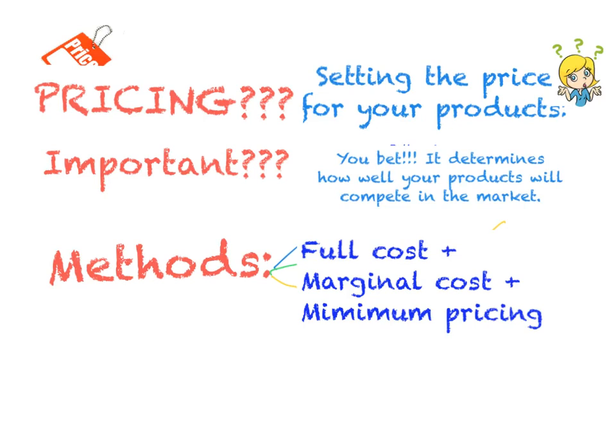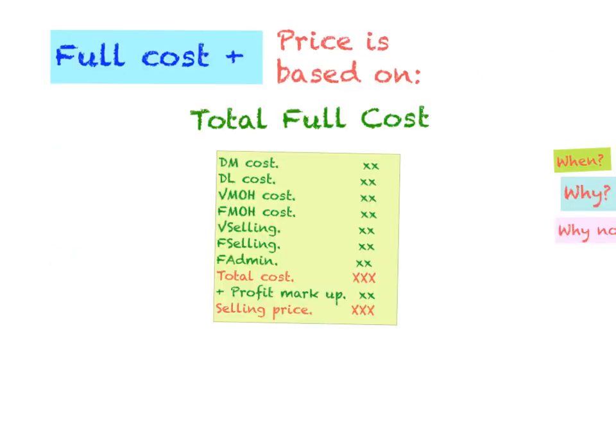Okay, so first of all, we go to full cost plus pricing. This is the full cost plus pricing. Under full cost plus pricing, the price here is determined based on full cost. As you can see, we have full cost here. What do we mean by full cost? What we mean is all costs involved in the manufacturing of the products will be considered before you can determine the selling price. This will be the base.